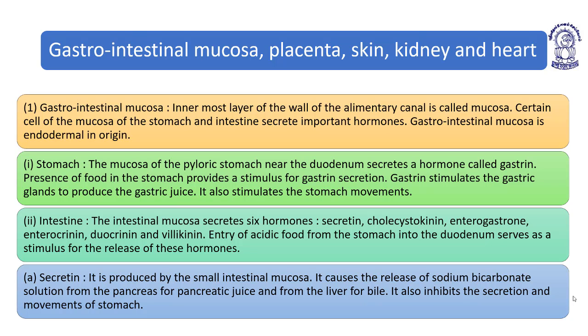So in the last topic, we covered the gonadotropins, the gonads, testis and ovary. We discussed different types of hormones secreted by testis and ovaries respectively. Today we are going to start with the glands which are present in gastrointestinal mucosa, placenta, skin, kidney, and heart. Although these tissues are not endocrinal tissues, some of their cells are modified to perform this function.